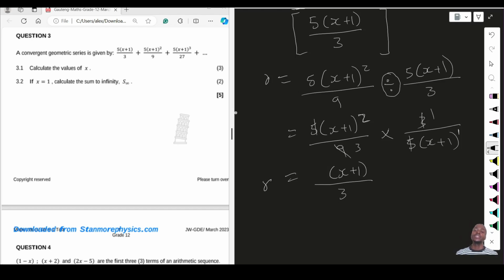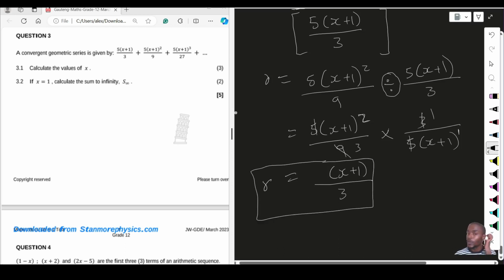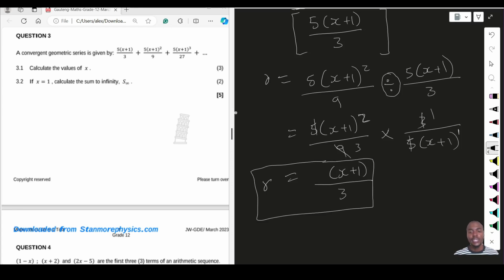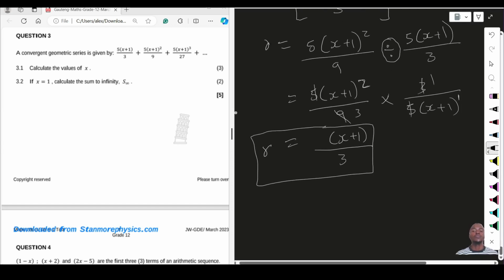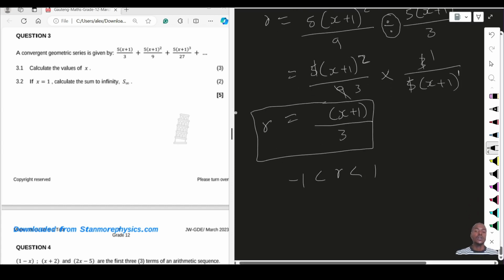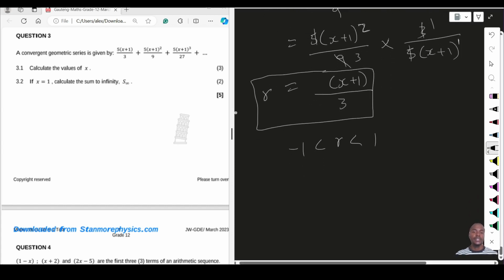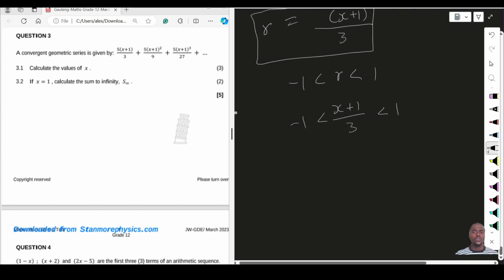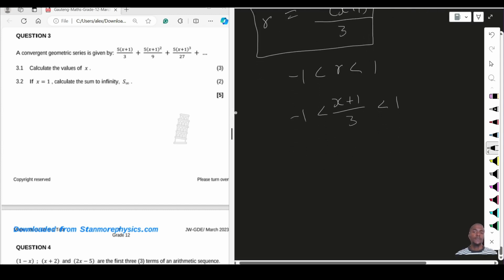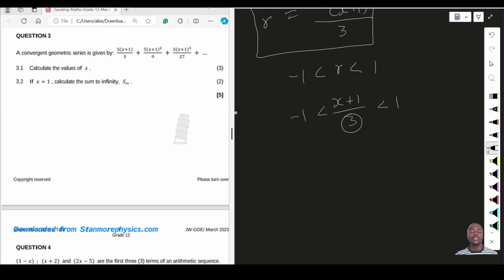But guys, they say determine the values of x. So I think that theory I was talking about will help here, because this series is a convergent series. For a convergent series, we must remember that r is between -1 and 1. So I'm going to now substitute the r. I'm going to say -1 is less than x plus 1 all over 3, which is less than 1. So what are you going to do here? You are going to multiply throughout by 3, because 3 is the LCD.